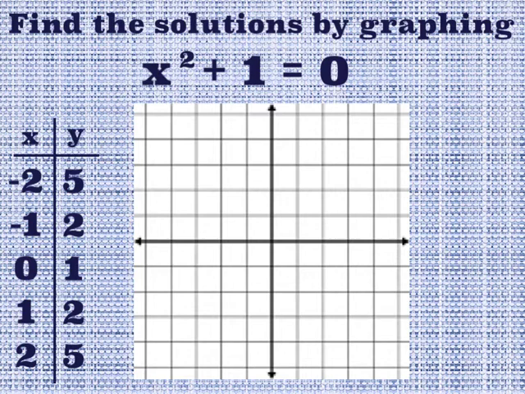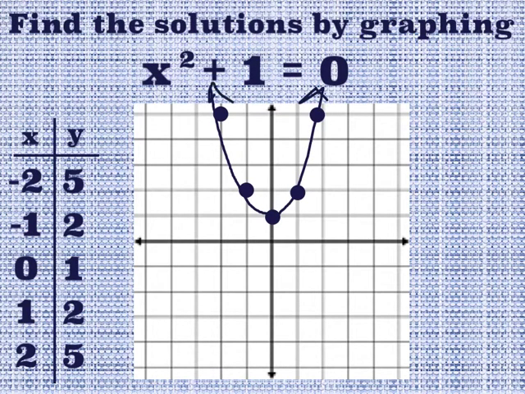So let's plot those points. We have negative 2 and 1, 2, 3, 4, 5. We have negative 1 and 2. We have 0 and 1, 1 and 2, and then 2 and 5. And we will draw our graph in here.